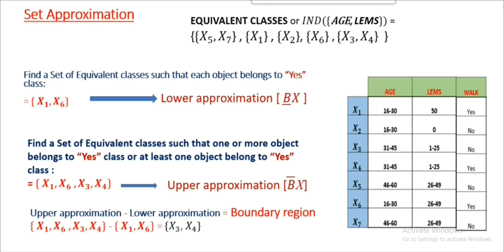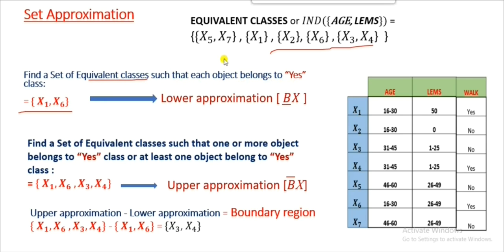Next is set approximation. So let us take the equivalence classes once again. The equivalence classes are also known as indiscernibility relations. So these are our indiscernibility relations. We have here five indiscernibility relations, or equivalence classes. Now, can we find a set of equivalence classes such that each object belongs to the yes class? We are going to make a set of equivalence classes such that each object belongs to the yes class.